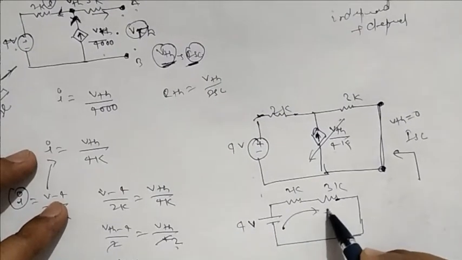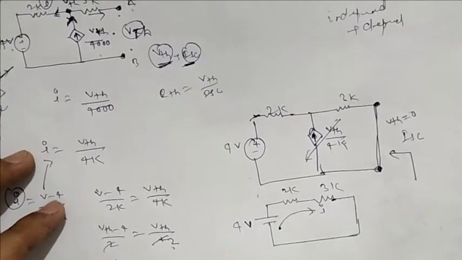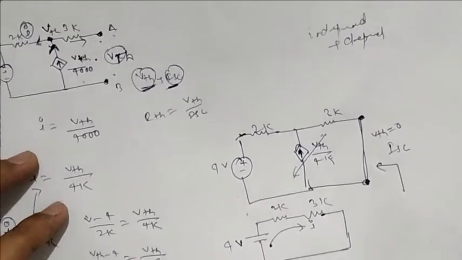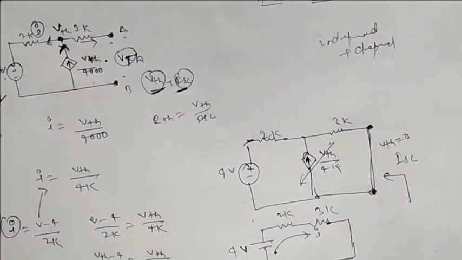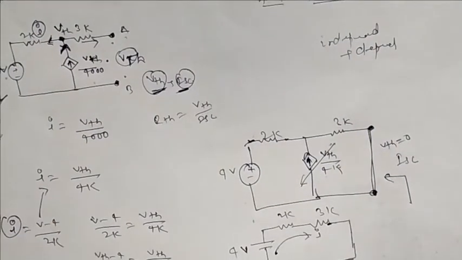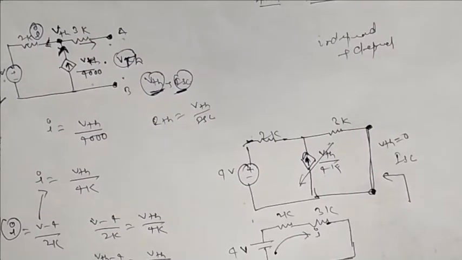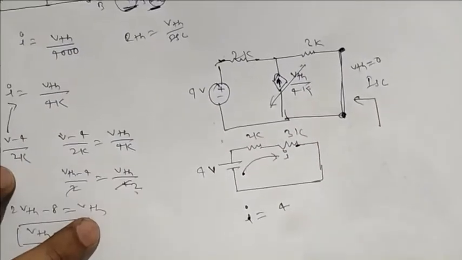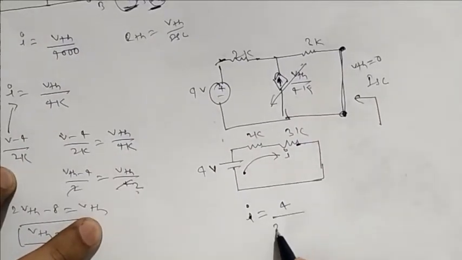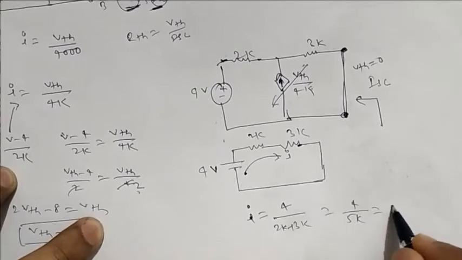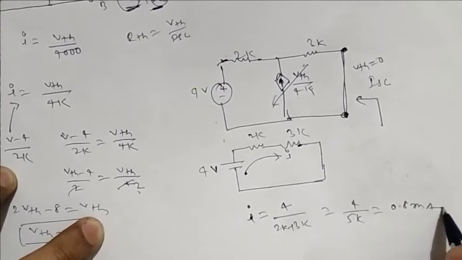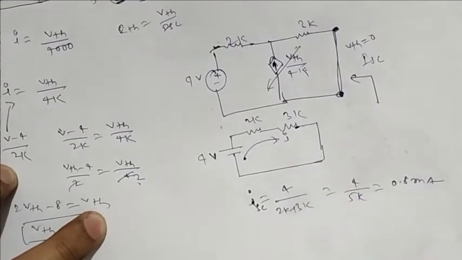Now if I calculate the current across this circuit, I is equal to V by R. What is the total V? It is 4 volt. I will be 4 by 2K plus 3K, which is 4 by 5K. That gives me 0.8 milliampere. Now this is nothing but your ISC.